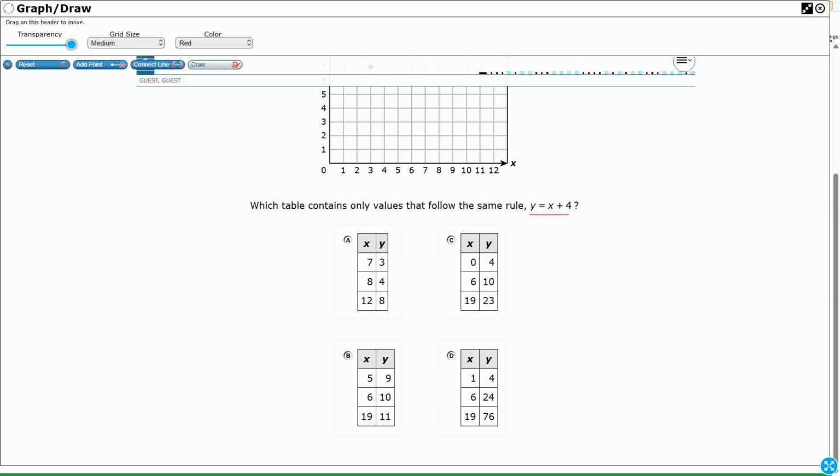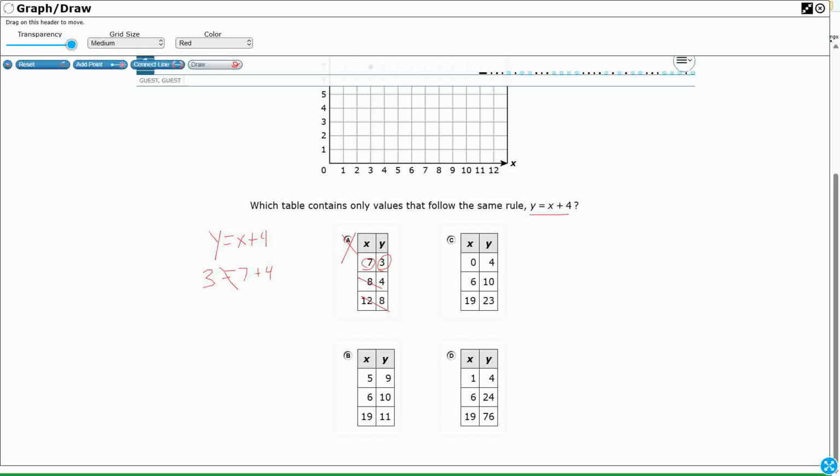Let's take a look at this. Using choice A, y equals x plus 4. So if I substitute, y equals 3 and x equals 7. Does that make a true statement? No, that does not make a true statement. So I don't even need to check the rest. A is not looking any good.